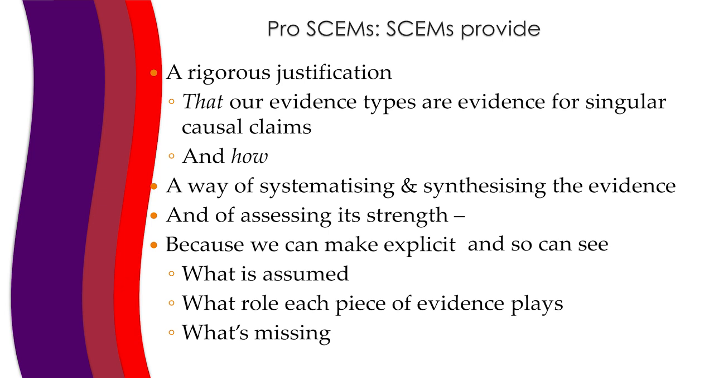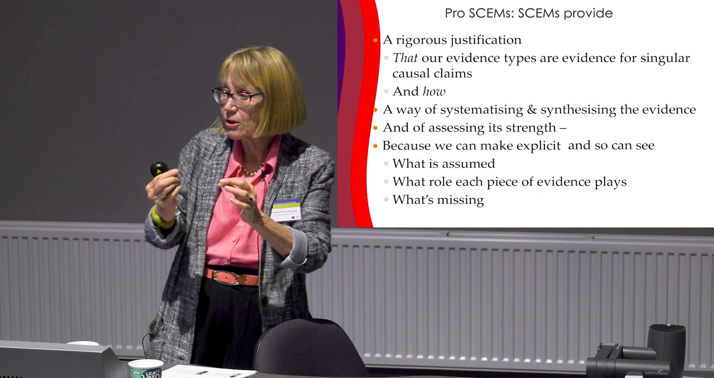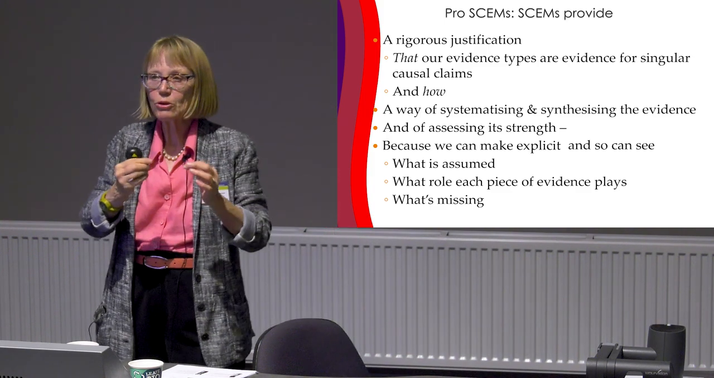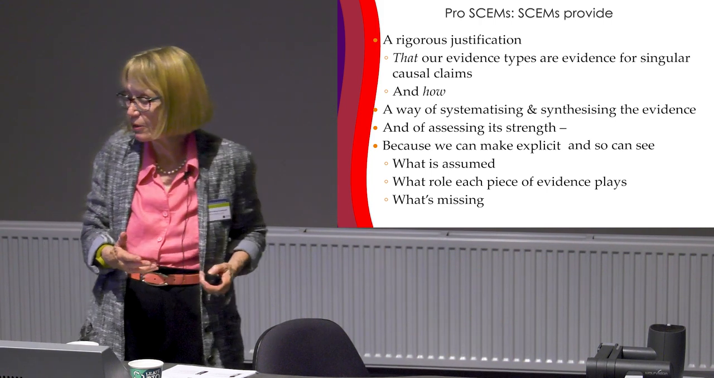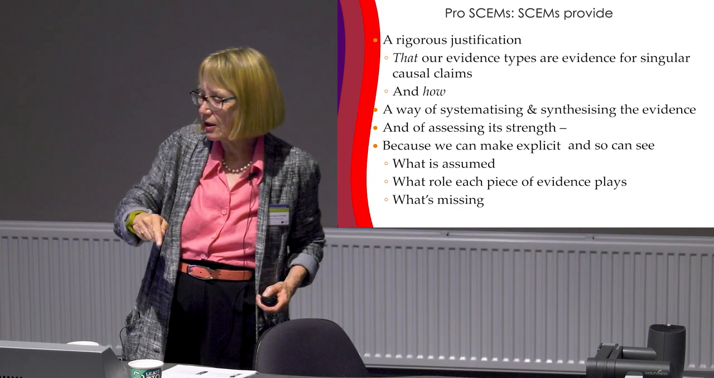So when we're thinking about SCEMs, I think they have a lot going for them. They provide a rigorous justification that our evidence types are evidence for singular causal claims, and you can begin to see how they're evidence. That's important because they thereby provide a way of systematizing the evidence. You've got all these things that in daily life, say in a trial, we're used to collecting together, and then we have odd bits here and there. If we have the catalog of evidence and connect it with a hypothesized causal model, we can see exactly where each piece of evidence fits. And then we can begin to question how to put the evidence together. So it helps us assess the strength of the evidence because you can make explicit, and so you can see, what's being assumed.